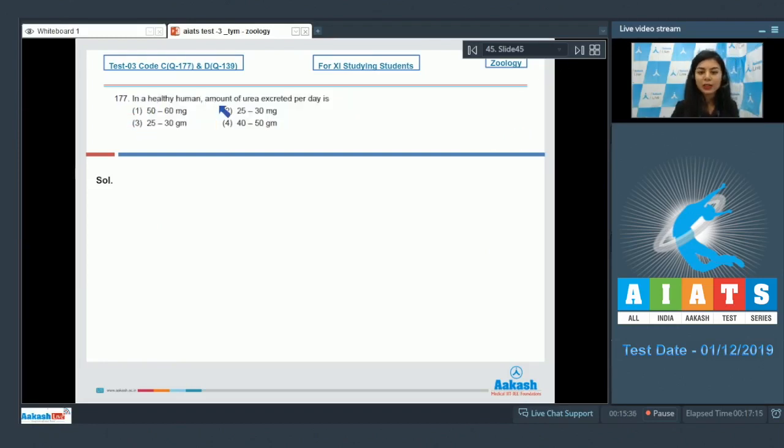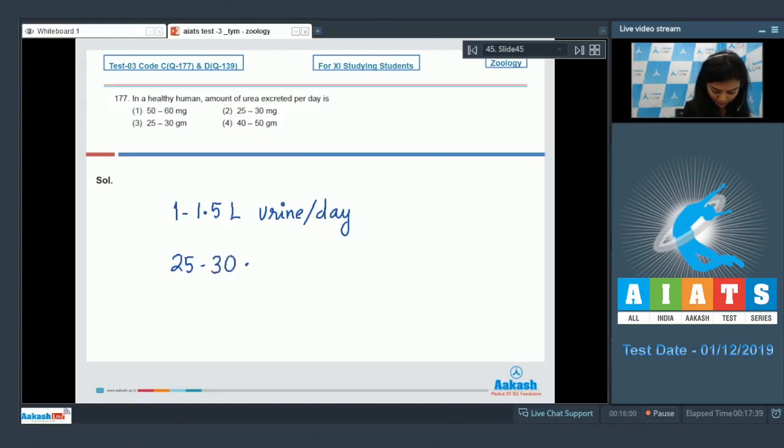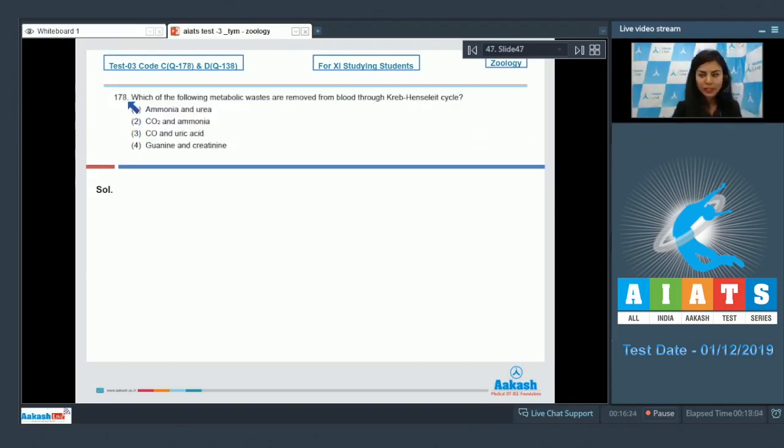Question 177. In a healthy human, amount of urea excreted per day is 50 to 60 milligram, 25 to 30 milligram, 25 to 30 grams, and 40 to 50 grams. An adult human excretes on an average about 1 to 1.5 liter of urine per day. And if you look at the urea, about 25 to 30 grams, and not milligram, of urea is excreted per day. The right answer here would be option number 3, 25 to 30 grams. Answer is 3.